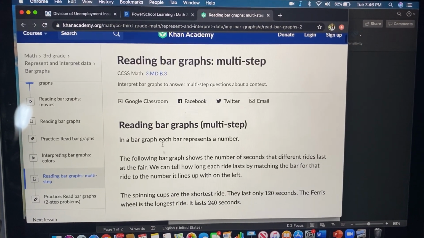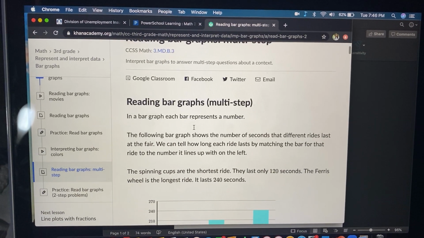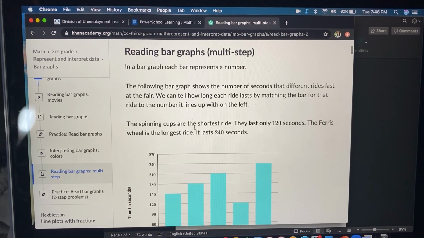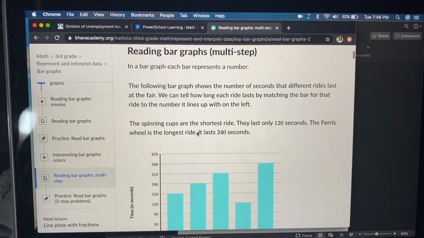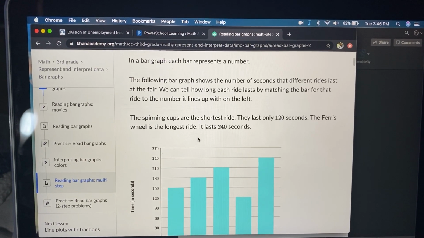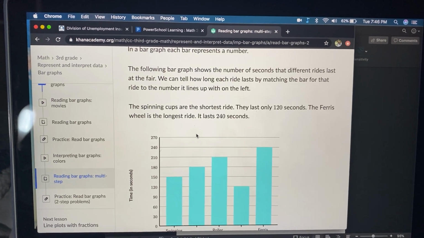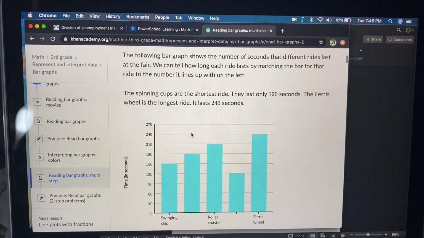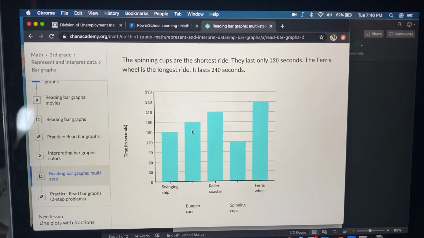So here it's telling you about reading bar graphs. So it's teaching you guys how to read bar graphs. So here it's saying the following bar graph shows the number of seconds that different rides last at the fair. We can tell how long each ride lasts by matching the bar for that ride to the number it lines up with on the left. So that sounds a little confusing, so don't worry, we're gonna just go over it together.